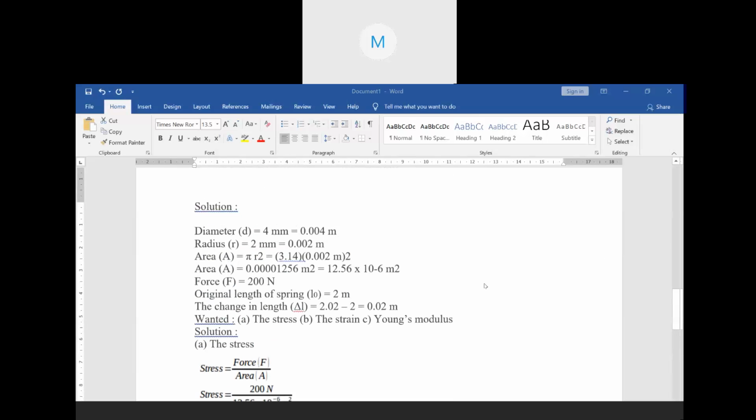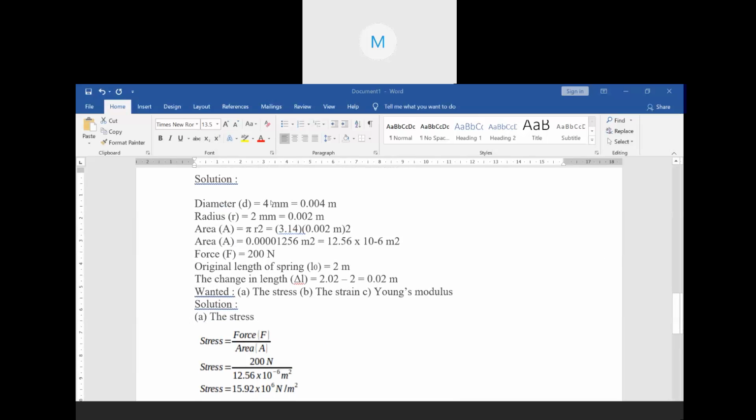Now, the diameter is given in mm, right? Then we have to convert it into meter. The force is given in Newton. Remember one thing: the unit of stress is Newton per meter square, right? So you have to convert everything. The diameter is given in mm, so you have to convert it into meter first. You got the radius here, so after that we'll be finding out the area.